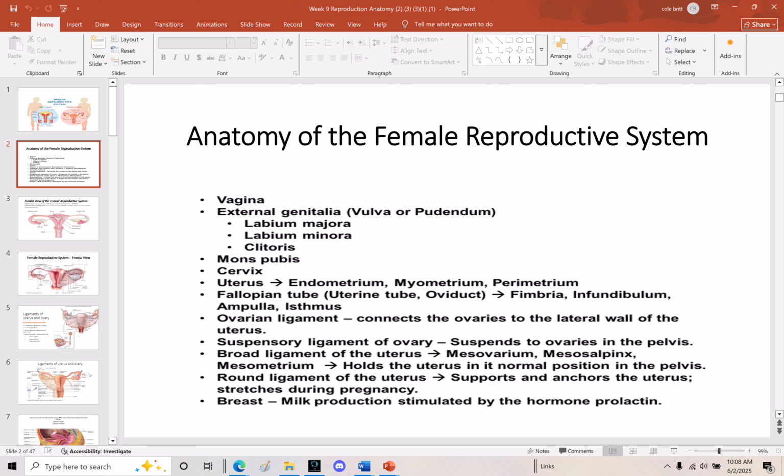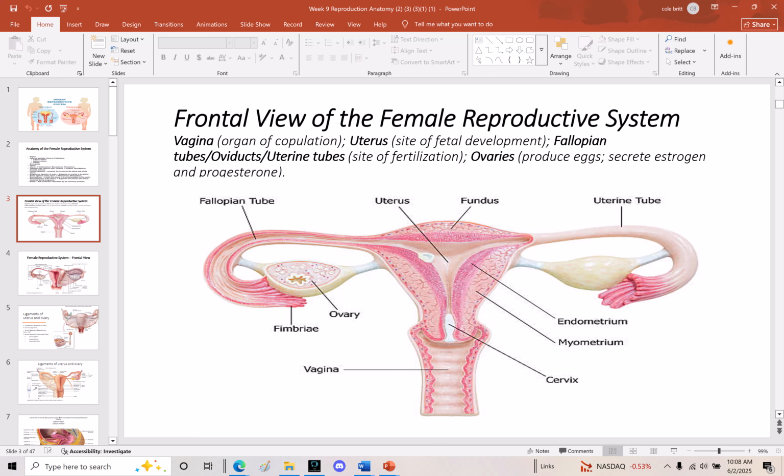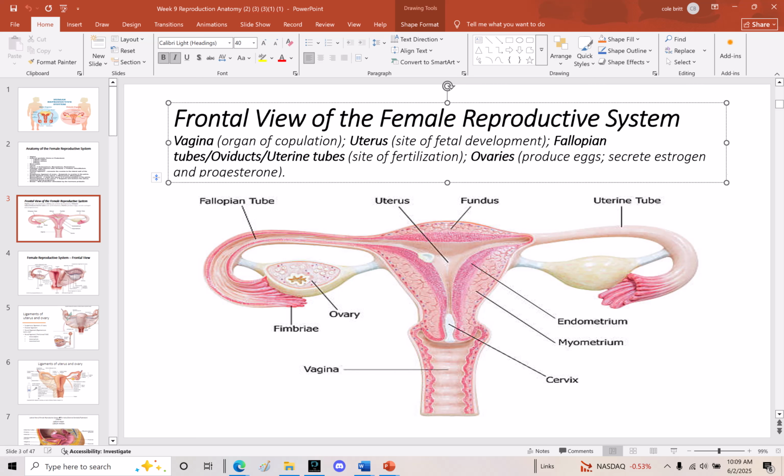All right, so here's a frontal view of the internal reproductive organs. Here we've got our vagina. Here is the cervix, right here. The uterus. The cervix is the portion of the uterus that extends into the vagina. You'll see how it's cone-shaped at the very top of the vagina. These areas right here are called the fornix. That's where the word fornication comes from.